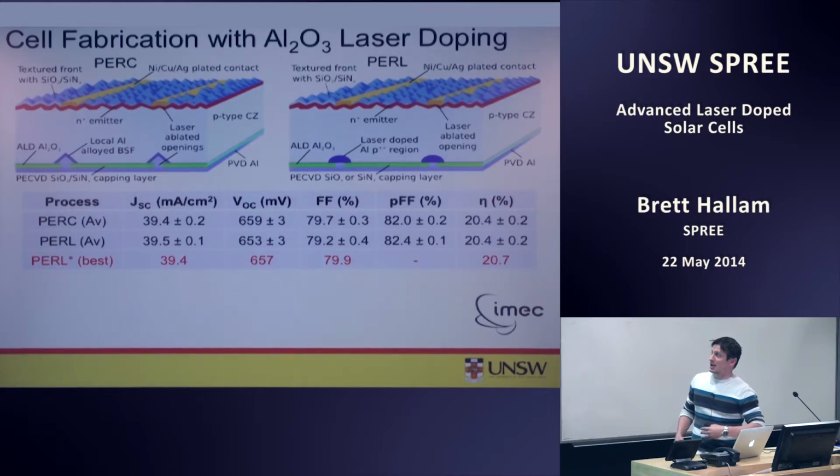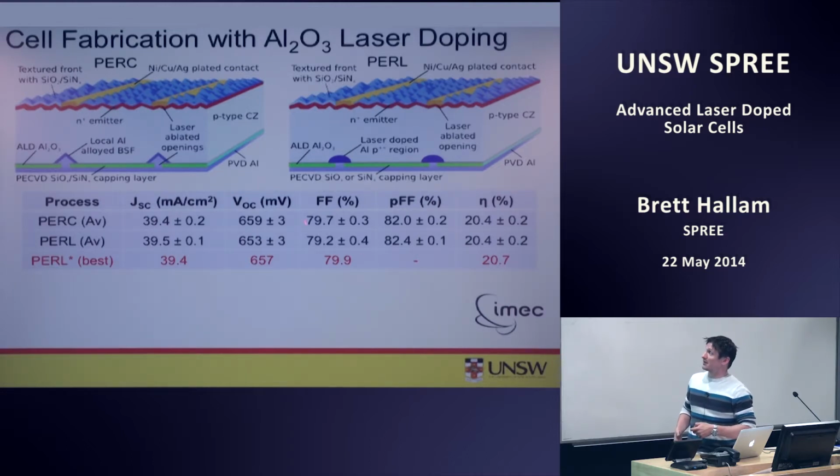And this can largely be attributed to the fact that these cells no longer have the firing process to form this aluminium back surface field, and that process is quite important for hydrogen passivation of defects within the bulk of the material. So we find that the VOC is substantially lower on those cells that don't have this peak firing process.